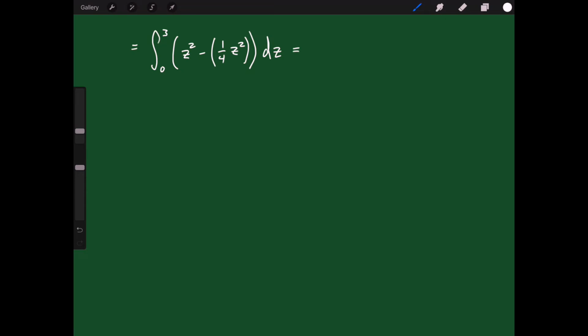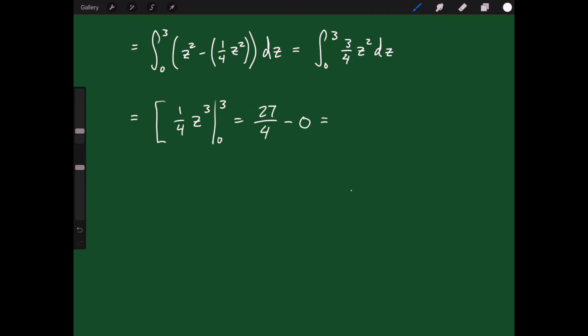Okay, so I can simplify that. That's the integral from 0 to 3 of 3/4 of a z squared dz. Okay, let's take an antiderivative now with respect to z, and I'd get that this is going to be, I bump the power up to 3, divide by 3, so I get 1/4 z cubed evaluated from 0 to 3. Plug in the 3 cubed is 27, so I get 27/4, minus, plug in 0, I get 0, and so I'm just left with 27/4.